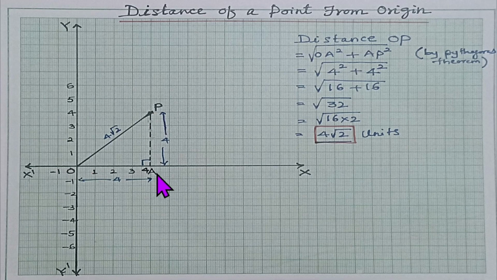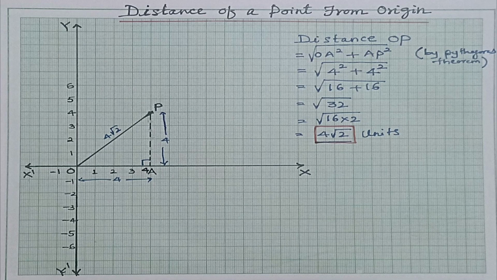Now OP square is equal to OA square plus AP square, and OA square is 4 square, and AP is 4 units, that is 4 square again. So 4 square plus 4 square, so 4 square is 16, 4 square is 16, 16 plus 16 is 32, square root of 32, that is square root of 16 into 2, that is 4 root 2 units. So therefore the length OP, or the distance of point P from the origin, is equal to 4 root 2 units. So that is how we find the distance of a point from origin using Pythagoras theorem.